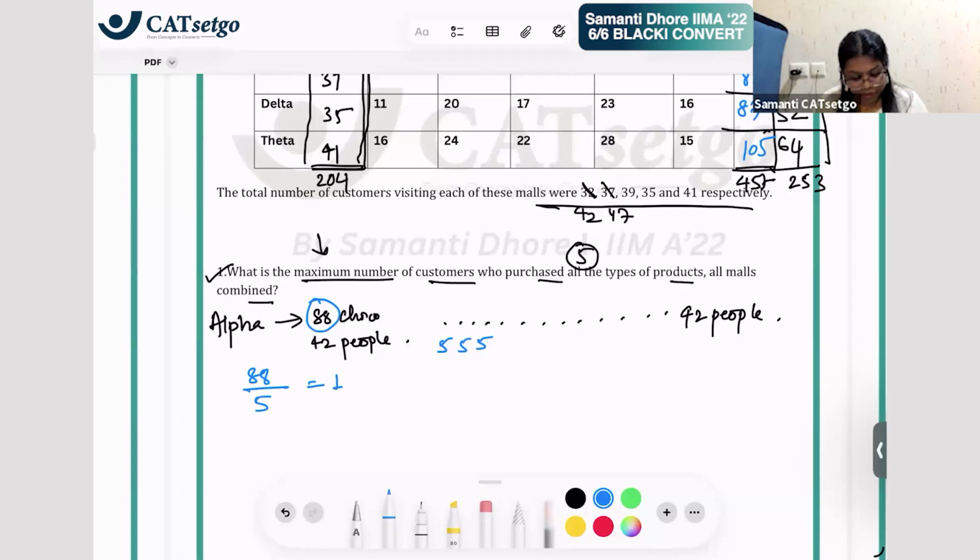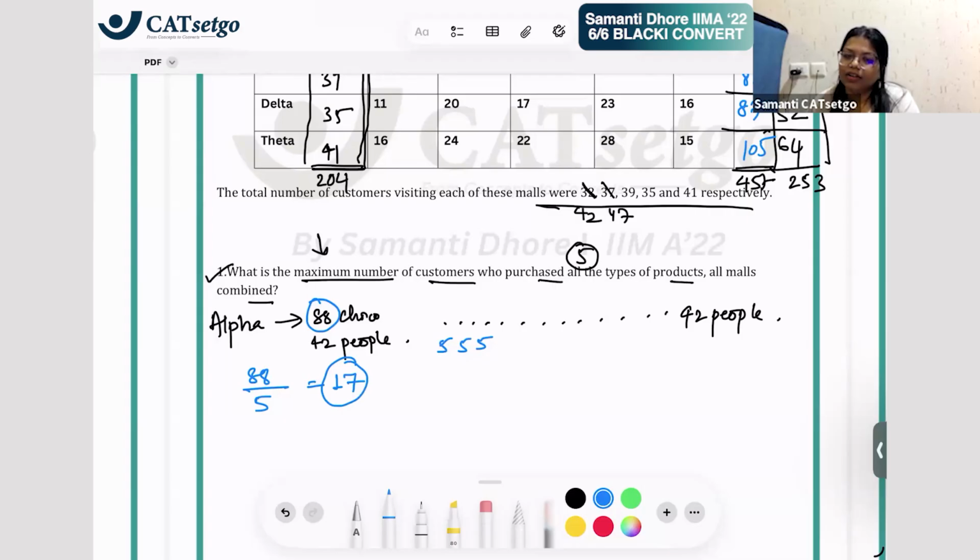5 ones are 5, 38, 5 sevens are 35. Okay, so 17 is the answer. So if 17 is my answer, there are 17 people to whom I can give 5 products each. Out of 42, 17 people. And the remaining people were window shoppers, they went away. They did not buy anything. Right? The remaining 25 people went away with 0 products. But I have 17 people who bought all 5 products.